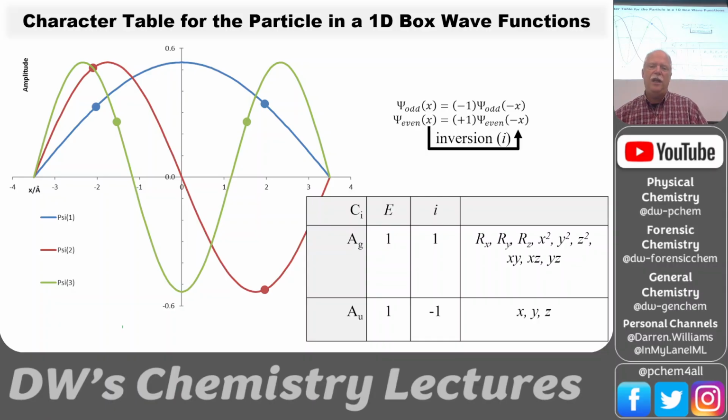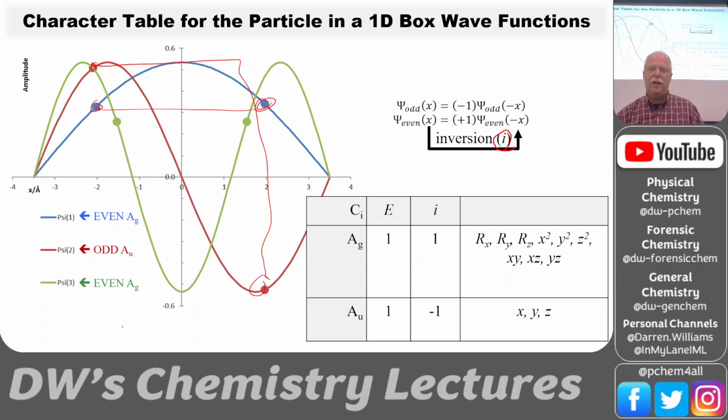And so if we're going from positive to negative x, we're inverting the wave. With this inversion operation, the I operator, we can look at even and odd. If we take this piece at -2 and invert it over, it's the same magnitude, same sign. So that's an even function, and we can label psi1 as even. On the other side, it's equal magnitude but opposite sign, so psi2 is odd. And then psi3 is even.